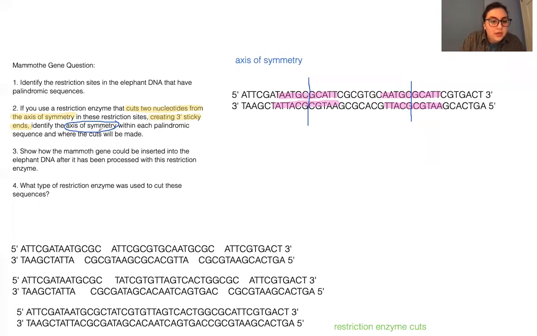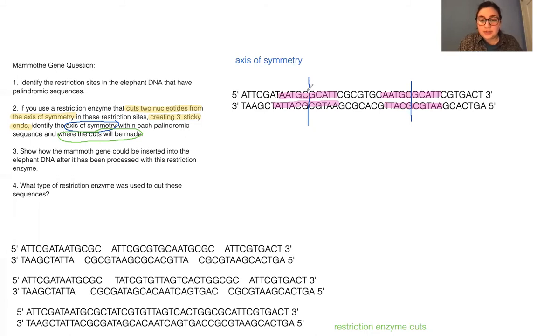So the next part of this question is asking us to show where the cuts will be made. And so that we're going to do with this green color. And so it told us before, remember, that it cuts 2 nucleotides from the axis of symmetry. So we're moving 2 nucleotides away from this center line that we identified already. And then it's creating 3' sticky ends. So when a restriction enzyme creates 3' sticky ends, it means that it's going to be moving 2 nucleotides towards the 3' end of the DNA before it makes that cut.